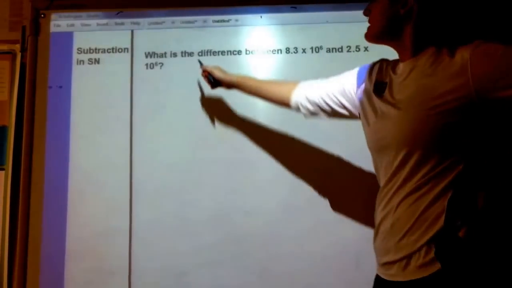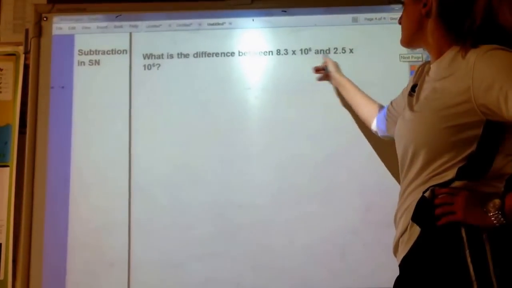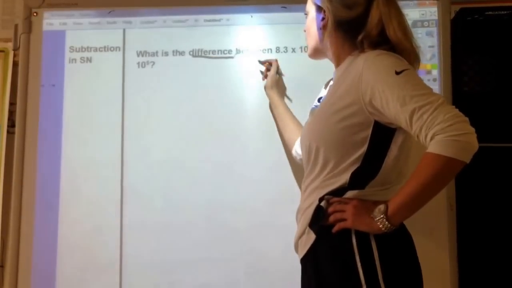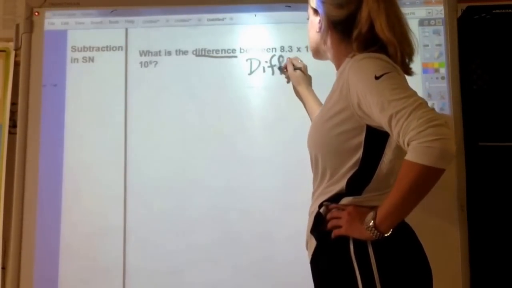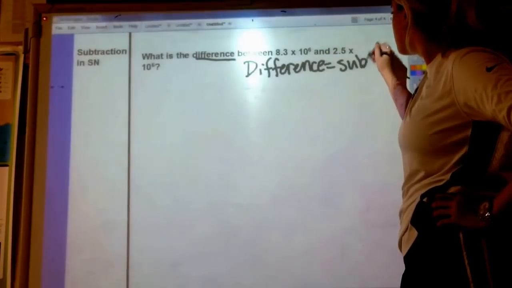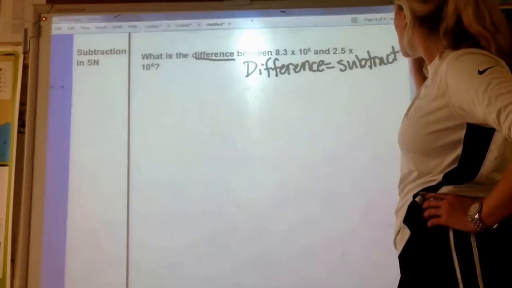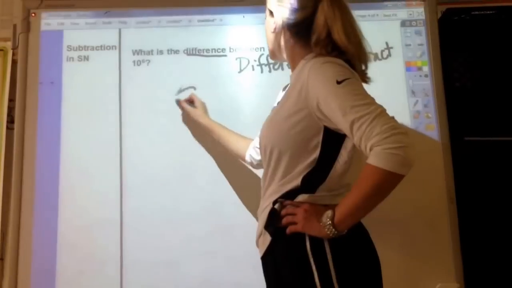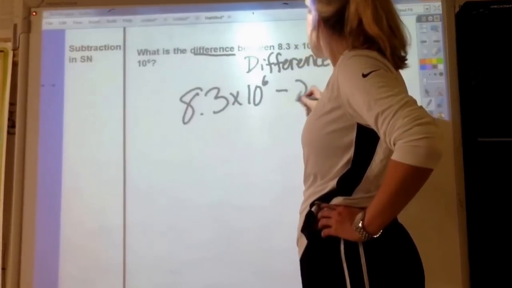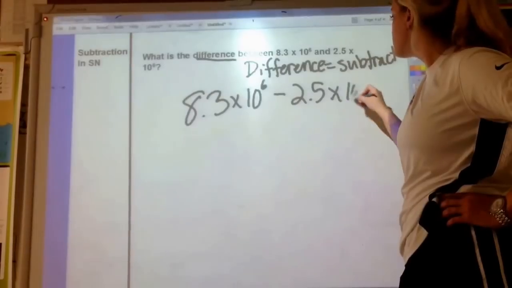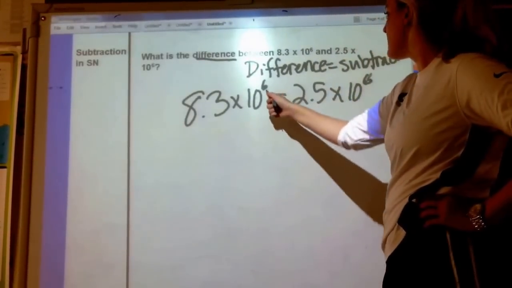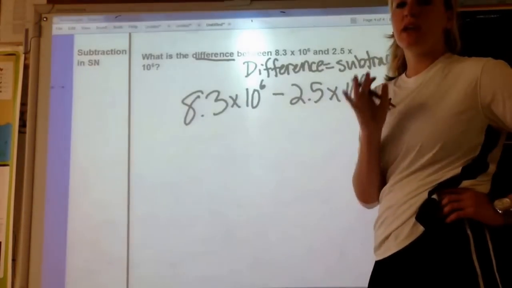All right. What is the difference between 8.3 times 10 to the 6th and 2.5 times 10 to the 6th? Difference always means subtract. Write this on your paper. Difference always means subtract. Always, always. So I'm going to go ahead and write out my problem. I have 8.3 times 10 to the 6th minus 2.5 times 10 to the 6th. And I go through the same process. Are my exponents the same? In this case, they are the same. So I don't need to change anything.